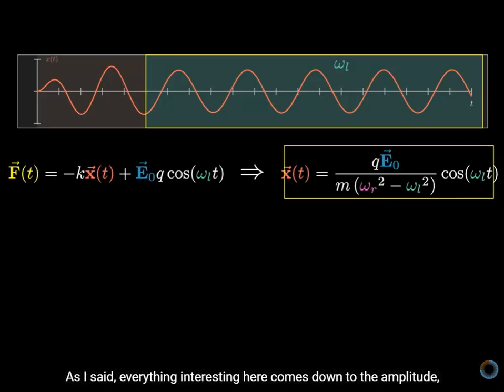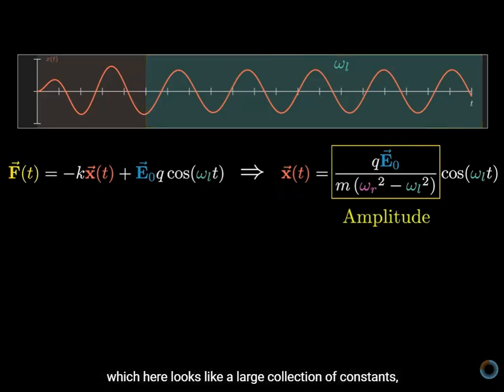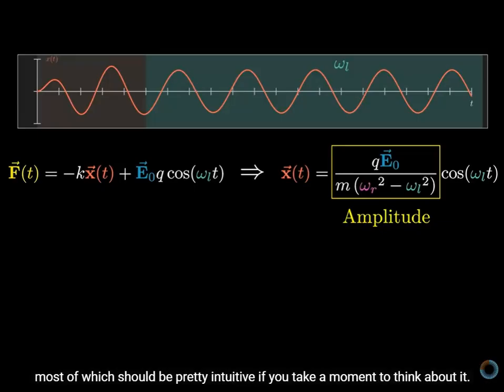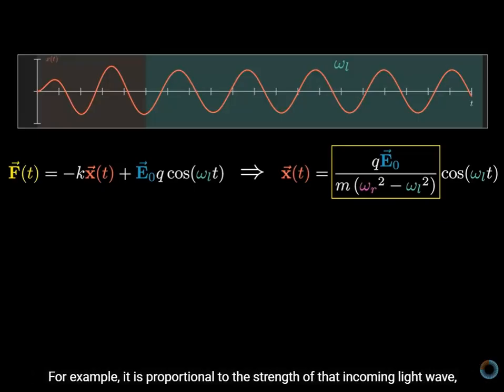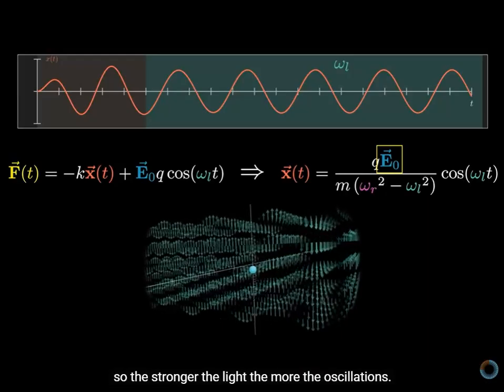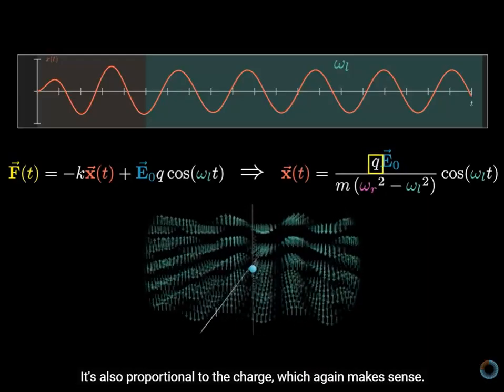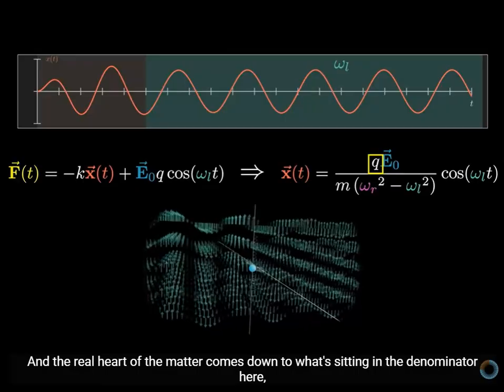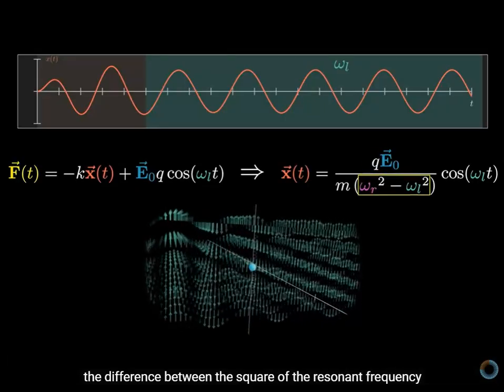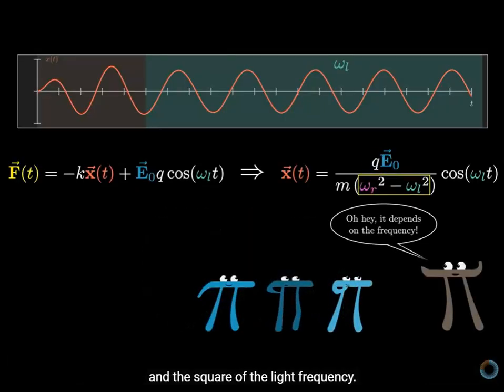As I said, everything interesting here comes down to the amplitude, which here looks like a large collection of constants, most of which should be pretty intuitive if you take a moment to think about it. For example, it is proportional to the strength of that incoming light wave, so the stronger the light, the more the oscillations. It's also proportional to the charge, which again makes sense. And the real heart of the matter comes down to what's sitting in the denominator here, the difference between the square of the resonant frequency and the square of the light frequency.